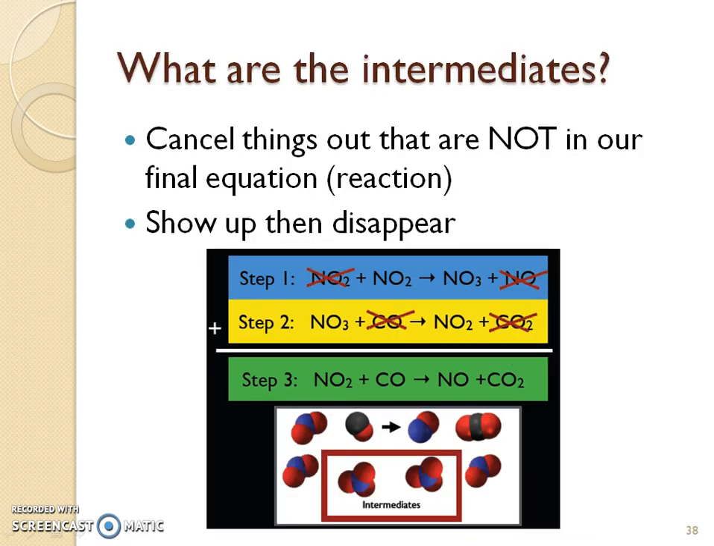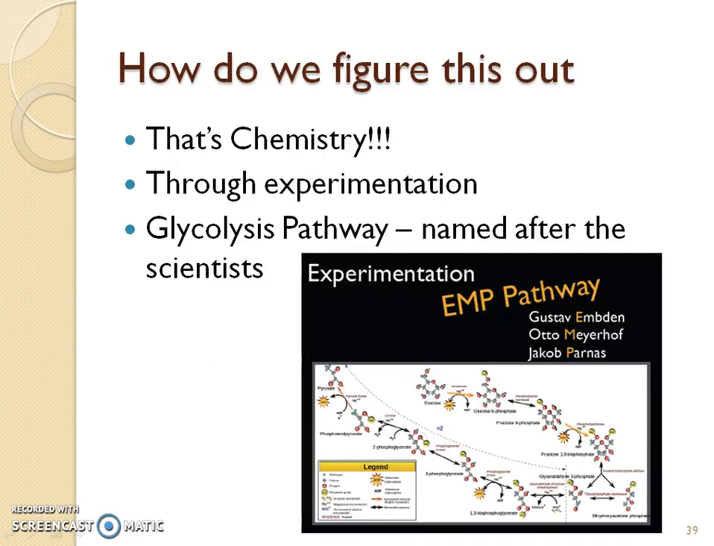So again, they cancel out because they never appear in the overall equation. Here he gave you an example of crossing out those intermediates, and again, they do not appear in that overall equation. He calls it step 3. I'm not really fond of that. I'm more fond of step 3 being called the overall reaction. So how do we figure this out? Well, that's the chemistry, and we do it by experimentation. And again, this is why a lot of biochem has these experiments with it.